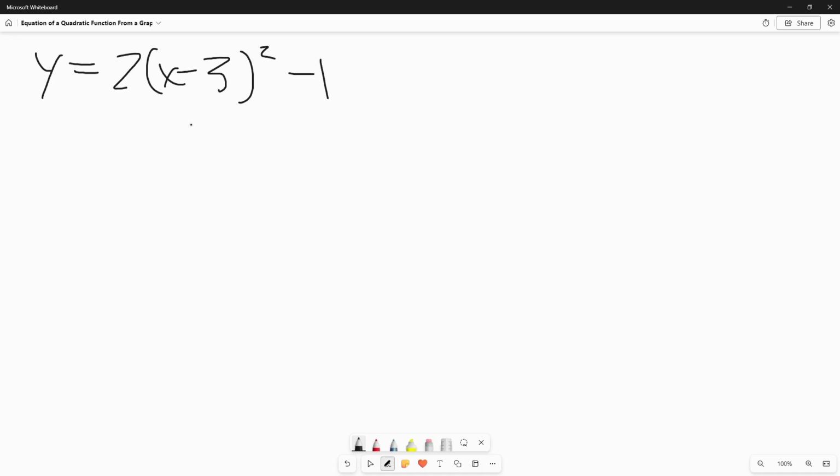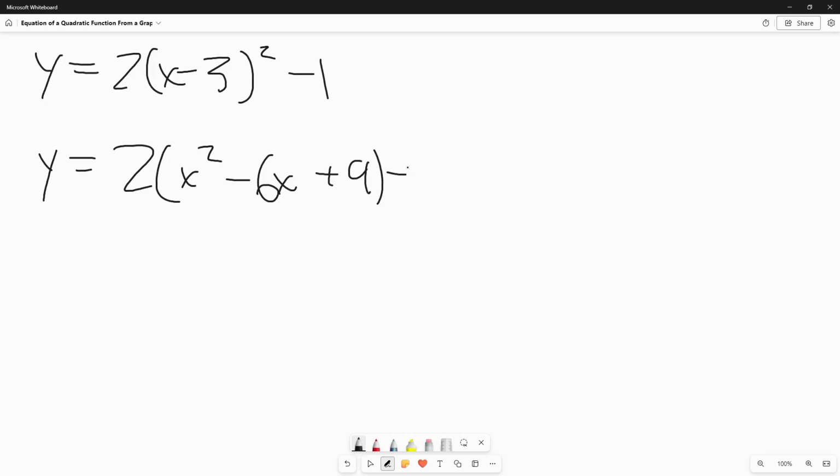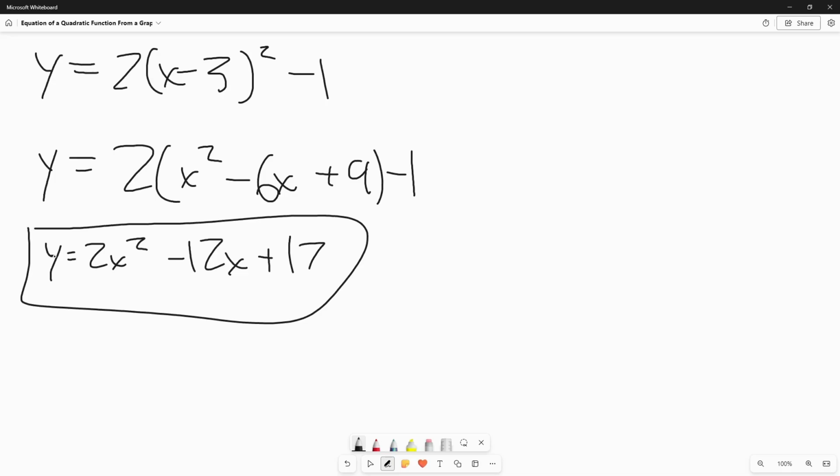So the first step to do that is just to expand this (x minus 3) squared to get y equals 2 times (x squared minus 6x plus 9) minus 1. And we get y equals 2x squared minus 12x plus 18 minus 1. And 18 minus 1 is just 17. And we have this as our final answer. So even though we have this as a complete answer, we should still always convert it to standard form unless you're told otherwise.